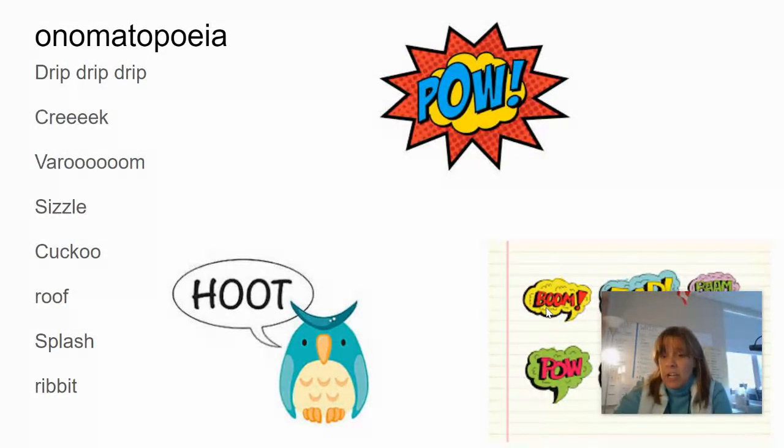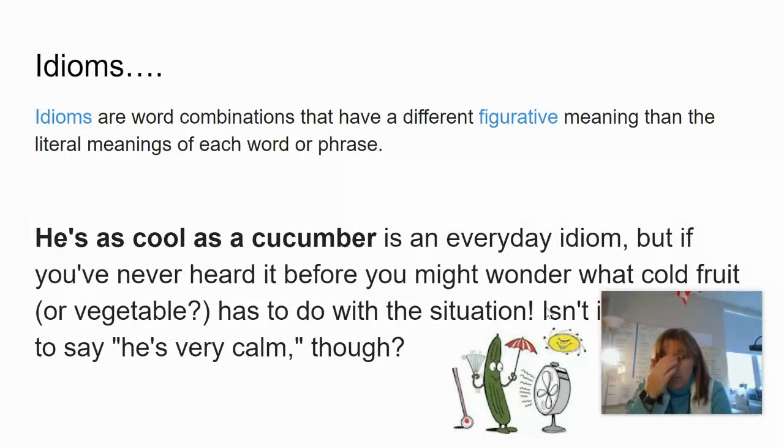So we have personification, onomatopoeia. The third one that you probably use a lot yourself is an idiom. It's using words to have a figurative meaning other than the literal meaning. So if I said, hey, my brother is cool as a cucumber, it means he's very calm and relaxed. But it's more fun to say cool as a cucumber, right? I mean, it's just kind of cute.